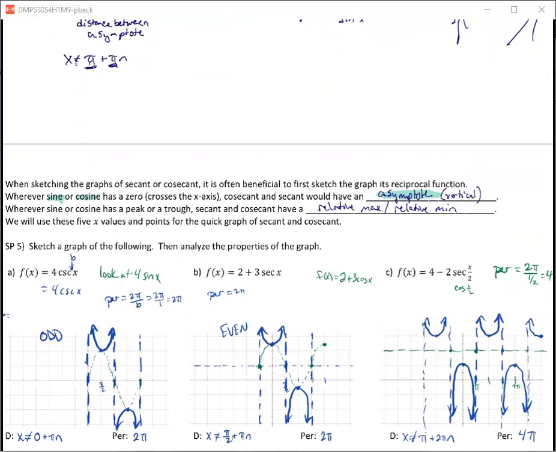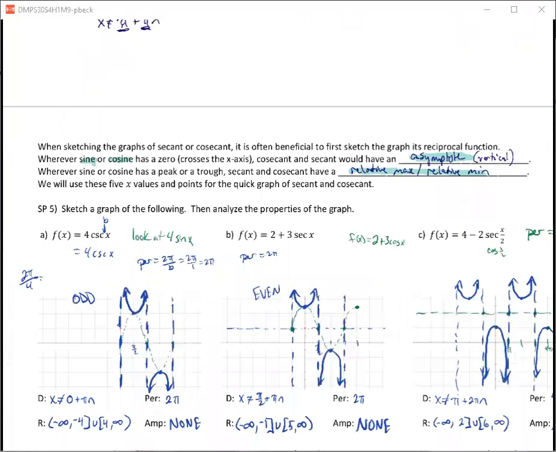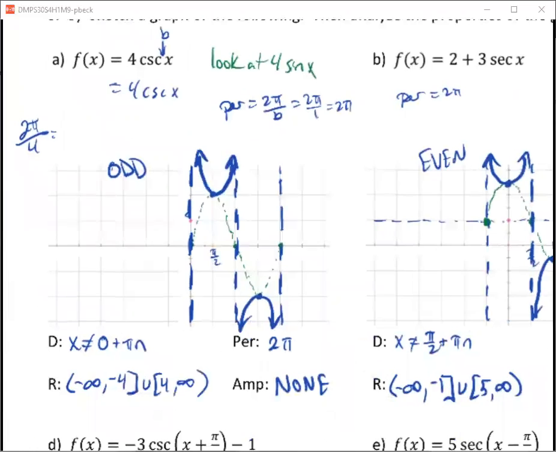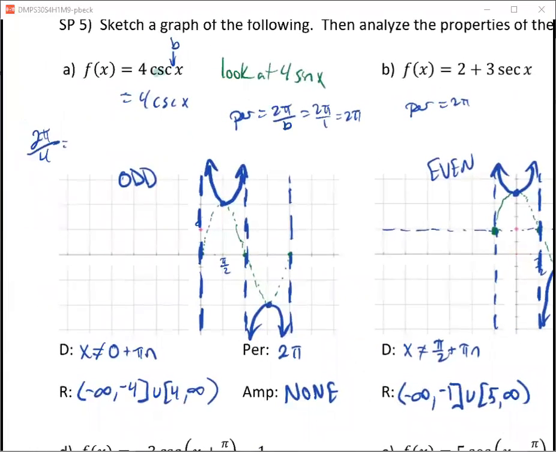And then the peak and trough of sine and cosine, we're going to establish those as relative magnitudes. So if we look at problem number 5, first thing I look at is cosecant of x. I know that cosecant is a reciprocal of sine, so I'm going to graph sine first.